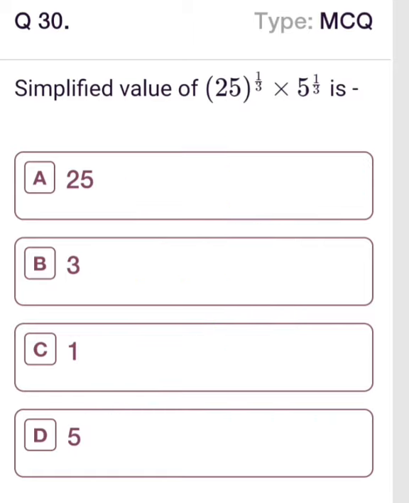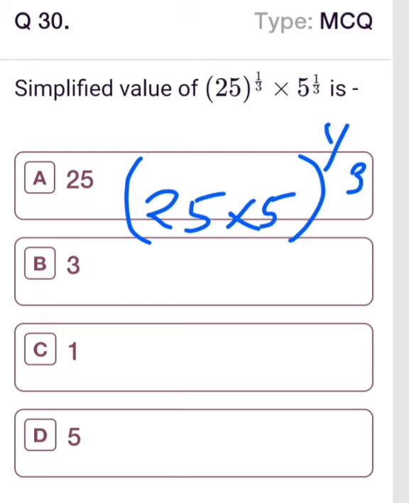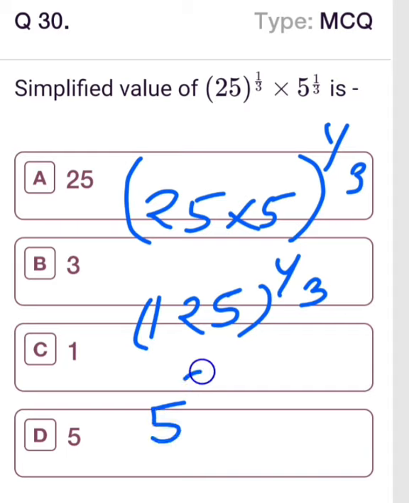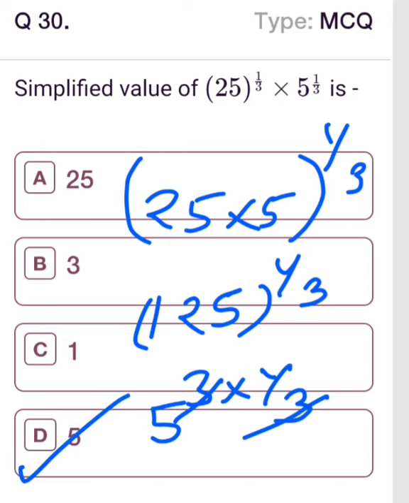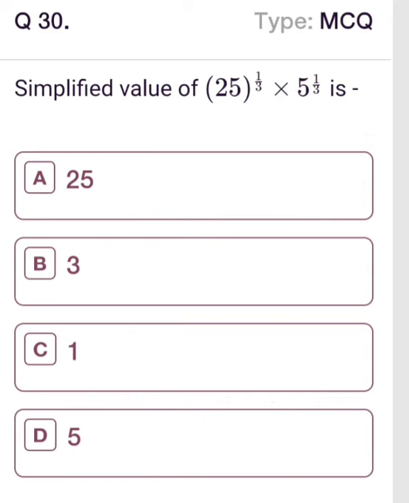One other method we have. See, this is 25 into 5 whole power 1 by 3. One another method. This is 25 into 5, this is 125, no? Power 1 by 3. So what can we write? This is 5 power 3 and 1 upon 3. 3 to 3 cut. This is 5 power 1. Then again 5 is your answer. Both the methods are right. Come on, the next question.